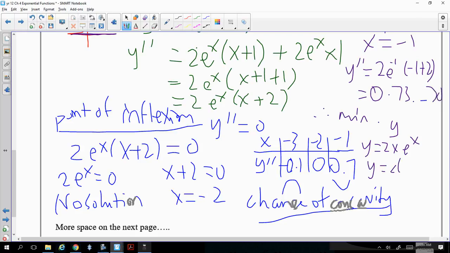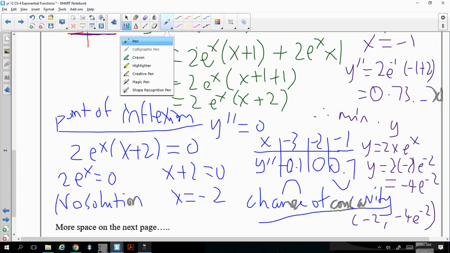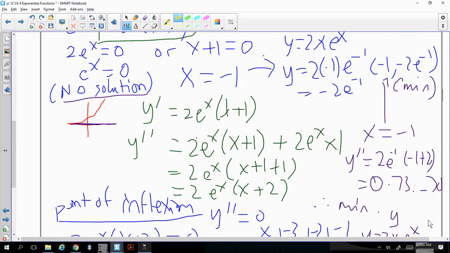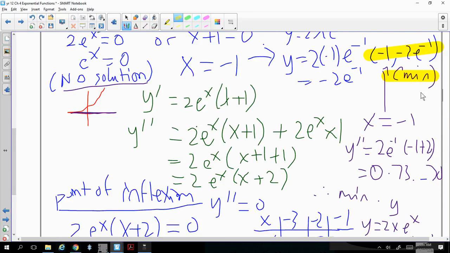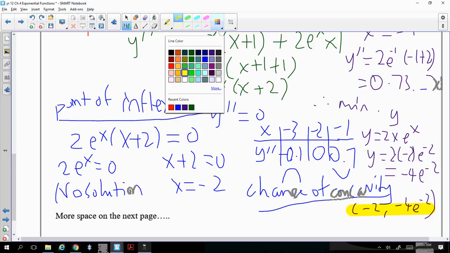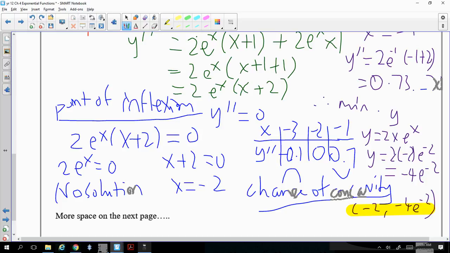Alright, so we've got this information. Maybe you should highlight this information. There's an inflection point. There's a minimum turning point, which we're going to use to draw the graph. Alright, so we're going to go to the next page to draw the graph. So -2, -4 e to the power -2. The other one is -1, -2 e to the power -1. Okay, let's write them down on the next page.